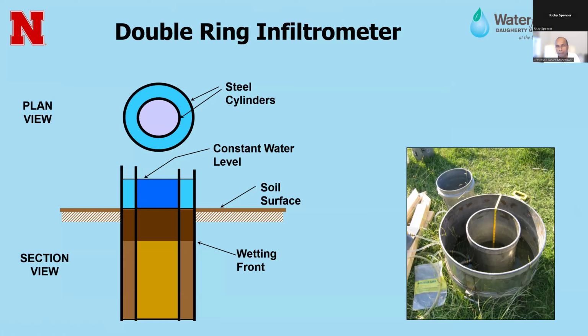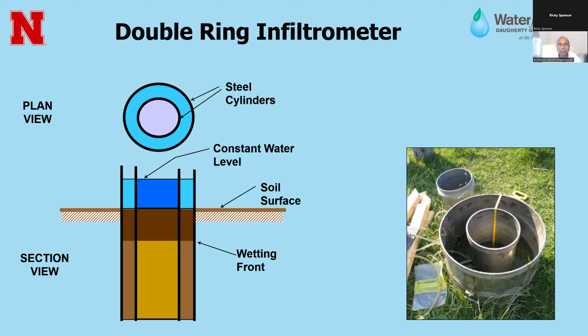Otherwise, if we use only a single ring or single cylinder, then water is moving sideways as well as vertically down. And in the actual field situation, if you pond water over, for example, 1 hectare, the water is actually moving downwards, not sideways, mostly vertically down. So that's what we want to simulate through this measurement.